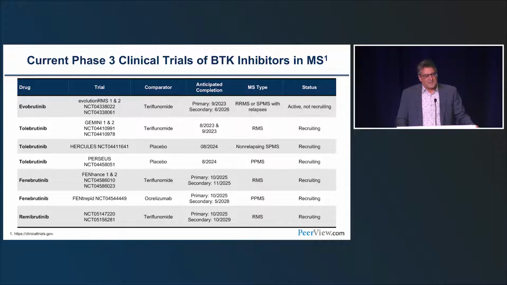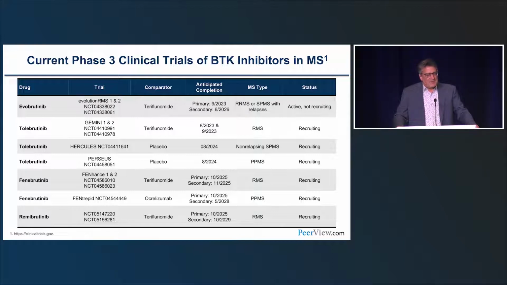Tolebrutinib has a series of studies, of course the classic relapsing remitting studies, which are near the end stages of recruiting. But there's also a classic primary progressive study, the Hercules, compared to placebo. That was a non-relapsing secondary progressive study, and then Perseus, which is primary progressive. So these are, I think, such an important target. And those tend to take a little bit longer, don't they, to get enough patients into.